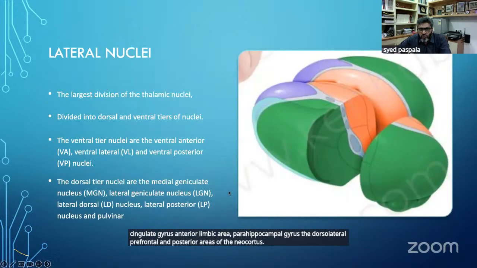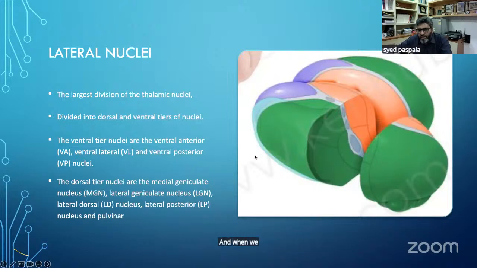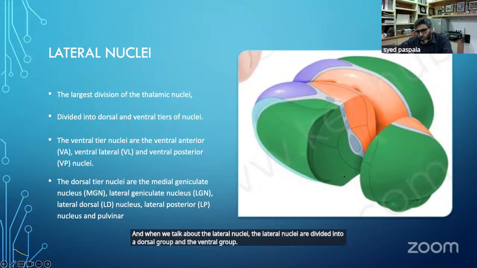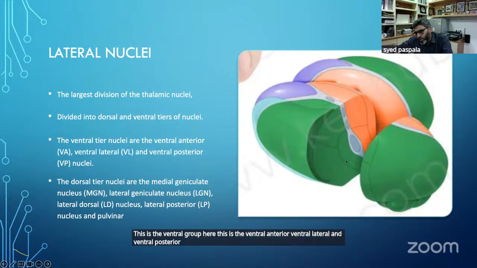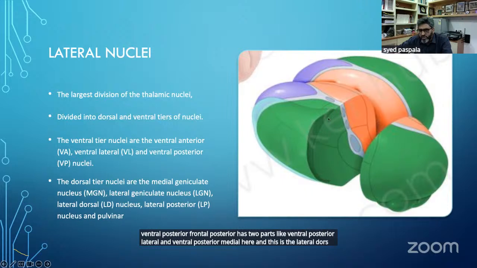When we talk about the lateral nuclei, they are divided into a dorsal group and a ventral group. This is the ventral group here. This is ventral anterior, ventral lateral, and ventral posterior. Ventral posterior has two parts, ventral posterior lateral and ventral posterior medial here. And this is the lateral dorsal and the lateral posterior nuclei.